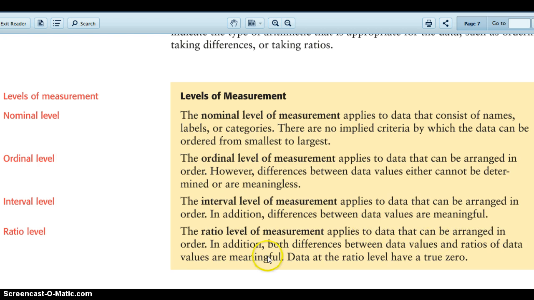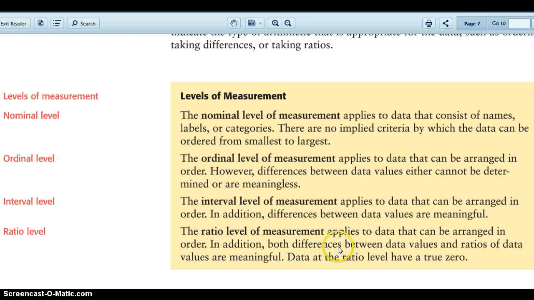The data can be arranged in order. Yes, you could take all the different lengths of time it took for students and place them in order, from whoever finished first to whoever took the longest. In addition, the differences between data values and ratios of data values are meaningful.